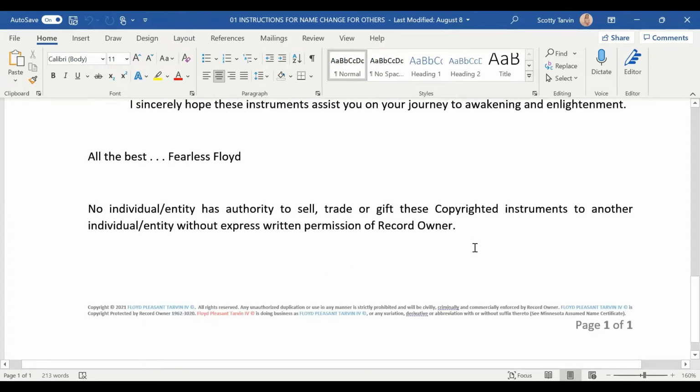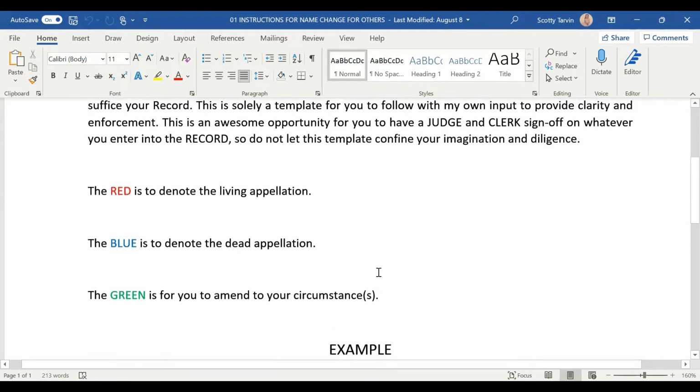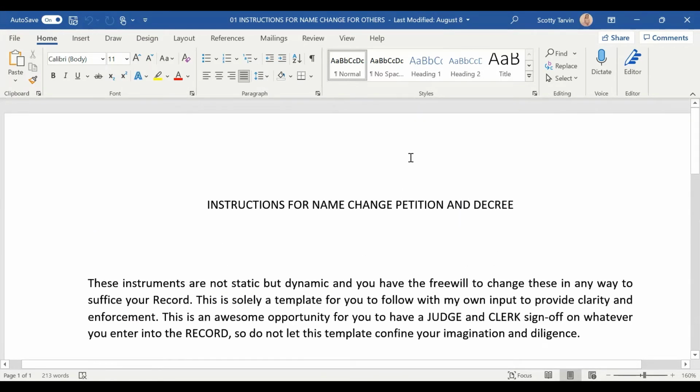These are copyrighted instruments. As you can see, here's my copyright notice down here at the bottom. So don't sell them. You can do them for other people. I'm not tripping on that.